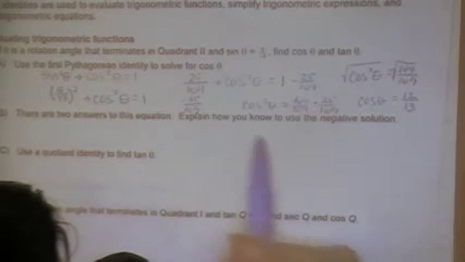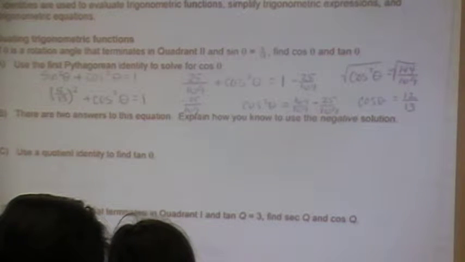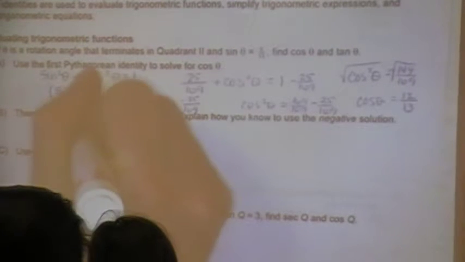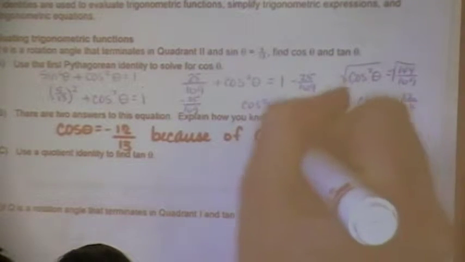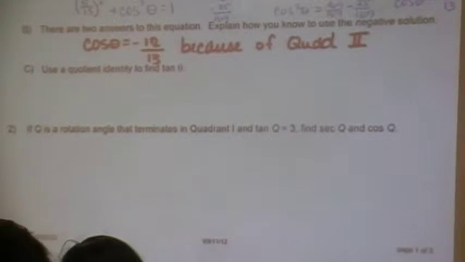Okay, it says there are 2 answers to this equation. Explain how you know that you should use the negative solution. Right here, when I took the square root, there's both a positive and a negative answer. So when I got 12 over 13, I should have known it's not really 12 over 13. It should be negative 12 over 13. How would I know that? Because it's in quadrant 2. Very good. Cosine of theta should be negative 12 over 13 because it's in quadrant 2. And remember, all students take calculus. The only thing positive in quadrant 2 is sine and cosecant.